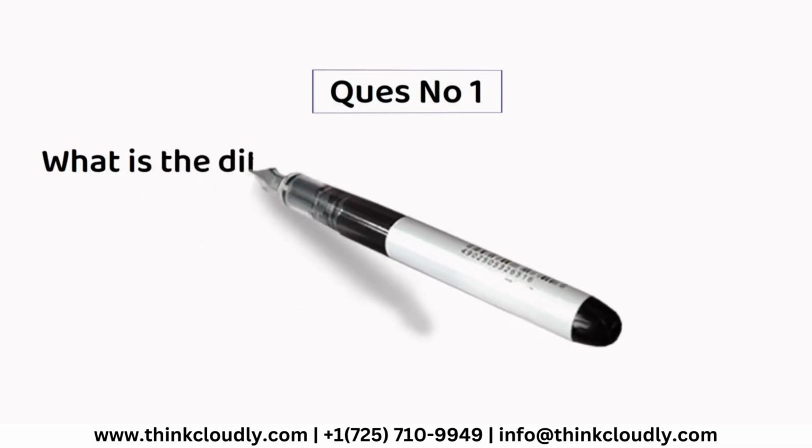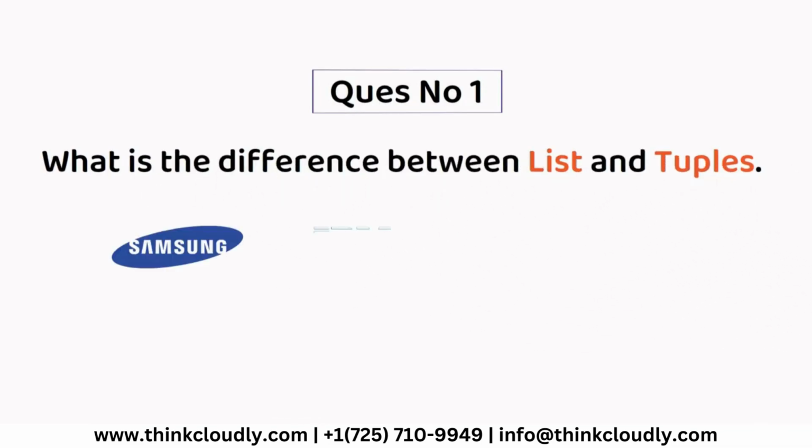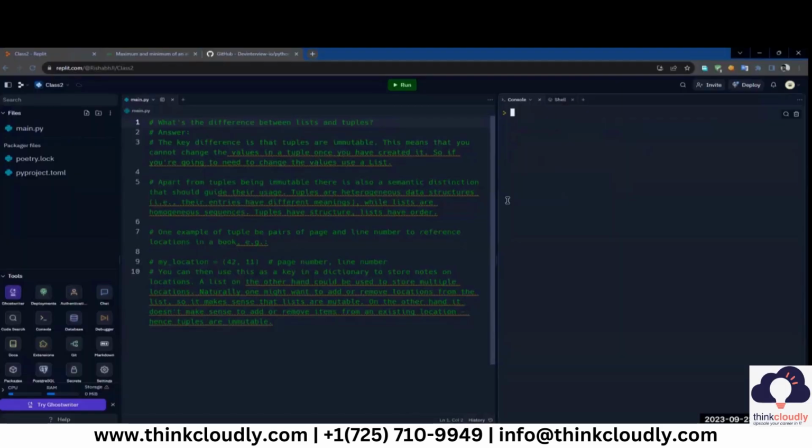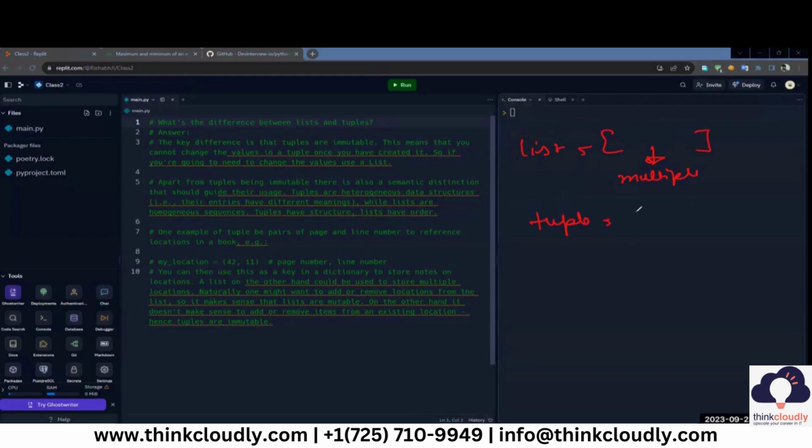So guys, our next question is, what's the difference between list and tuples? Now guys, we know that lists are the data structure in which we store elements, multiple elements, right? Now, there is also one more data structure called the tuple, in which we also store multiple elements. Now, guys, if someone asks you, hey, what's the difference between list and tuples? The key difference is that tuples are immutable.